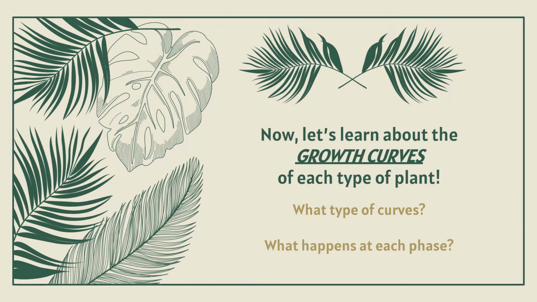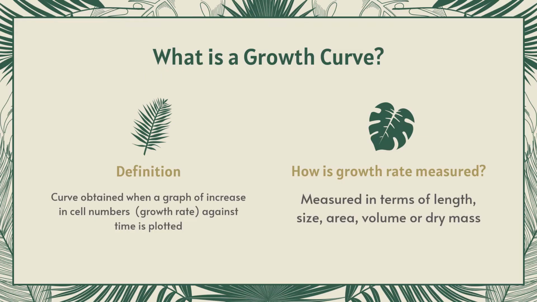Now, after we have learned the types of plants, let us learn about the growth curves of each type of plant. What type of curves each type of plant has, and what happens at each of their phases. Let us have a look. First, what is a growth curve? The definition of a growth curve is a curve obtained when a graph of increase in cell numbers or increase of the growth rate of the plant is plotted against time.